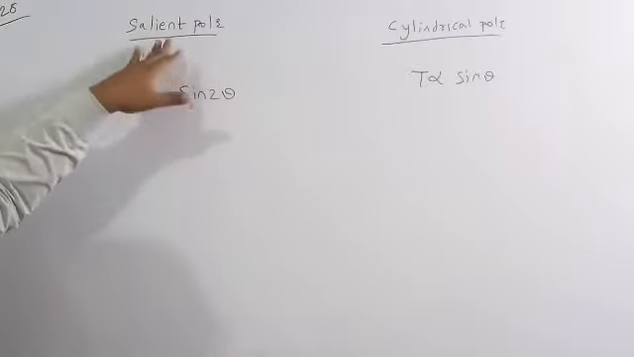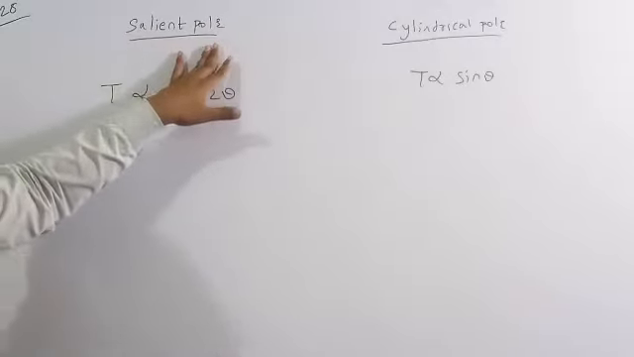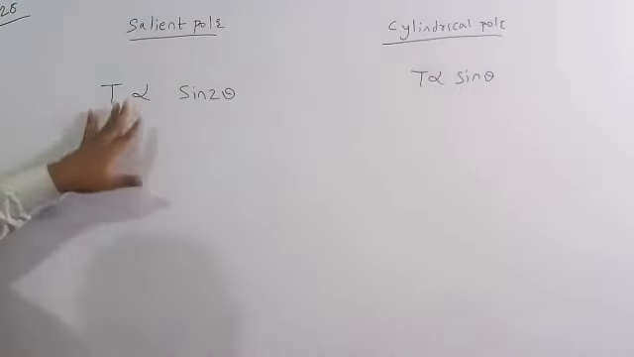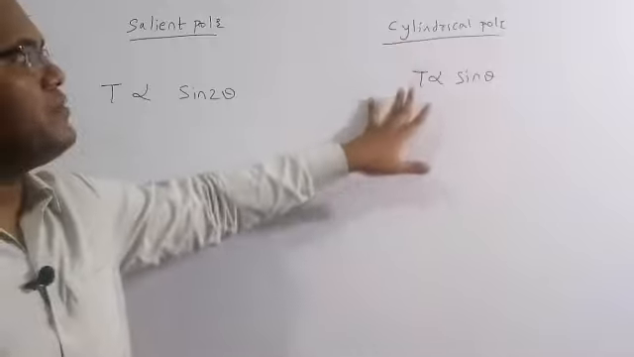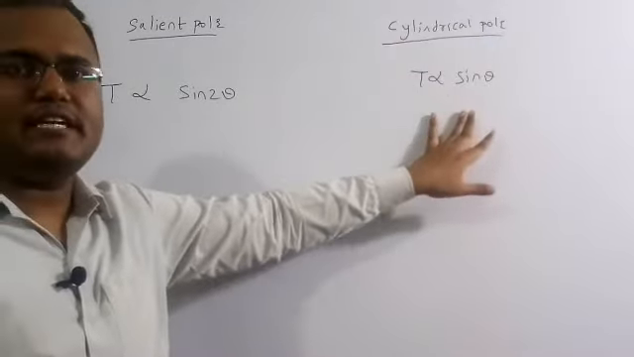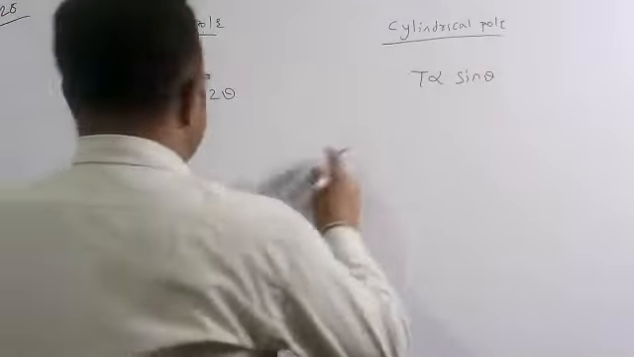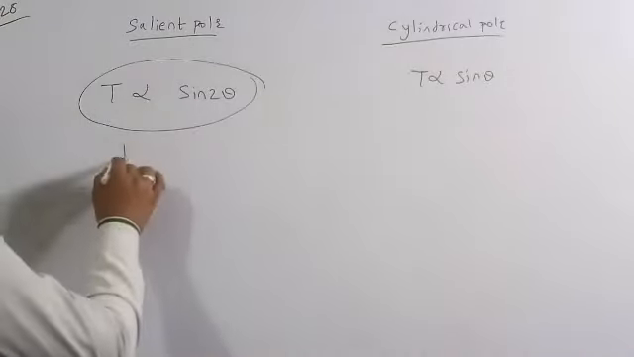In the question they have given salient pole. Actually the motors are of two types: salient pole synchronous motor or cylindrical pole synchronous motor. For the salient pole, the torque developed is proportional to sin 2 theta, and for the cylindrical pole, the torque developed is directly proportional to sin theta. So suppose I am going to solve this one for the salient pole. For the maximum torque we need dT by d theta.